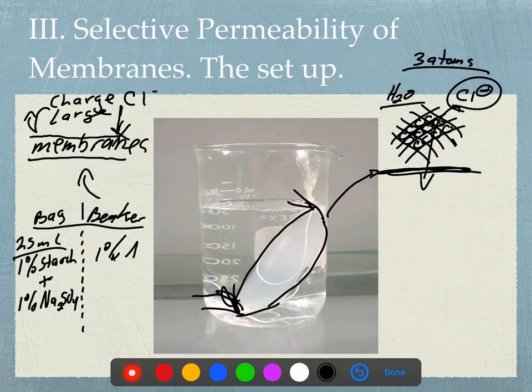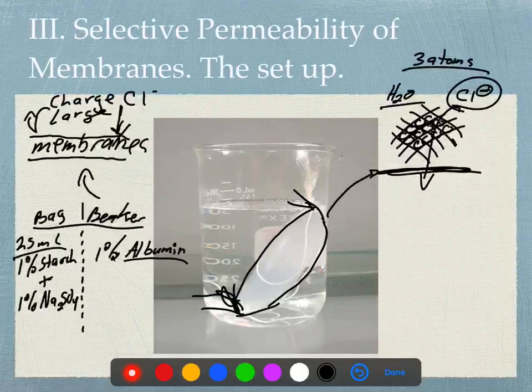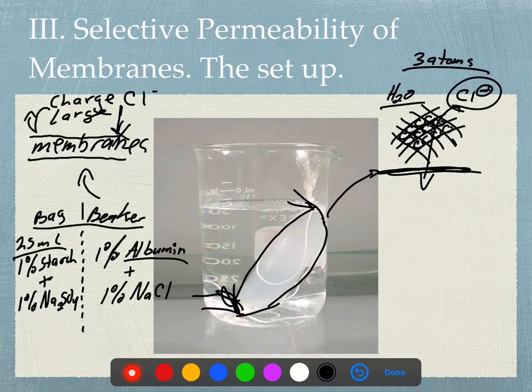The beaker would be filled with a solution that contains 1% albumin. Do you remember what albumin is? Brownie points if you do. Albumin is egg white, and you tested for it using Bio-Red in the macromolecule lab. It also contains 1% NaCl, sodium chloride.